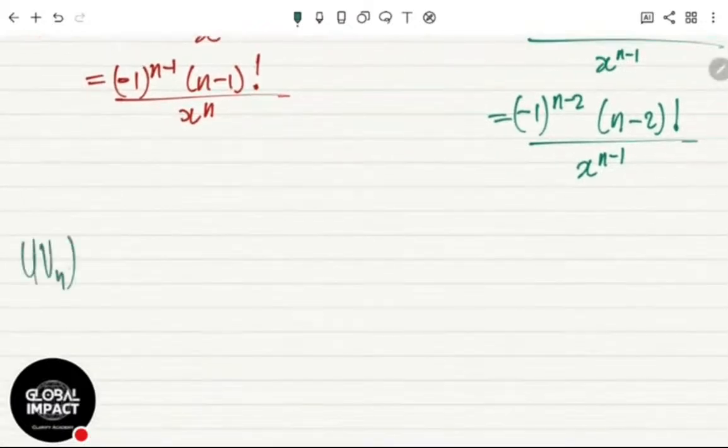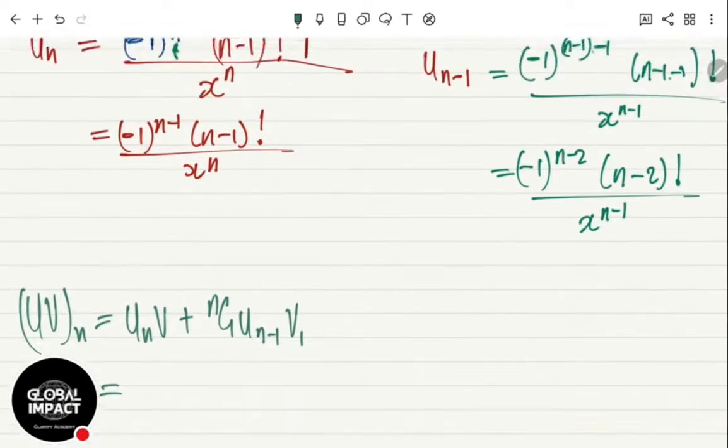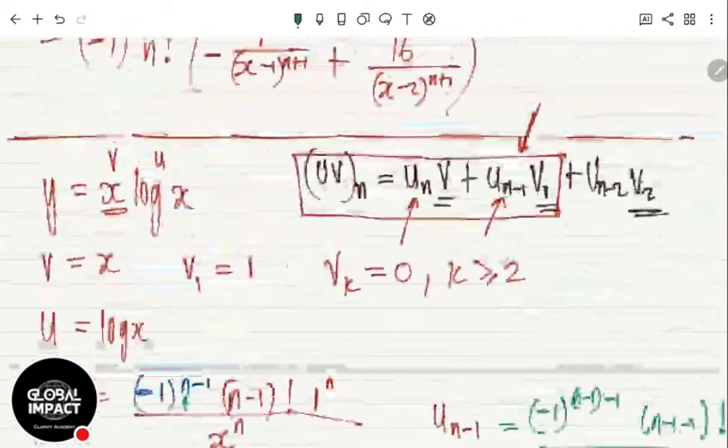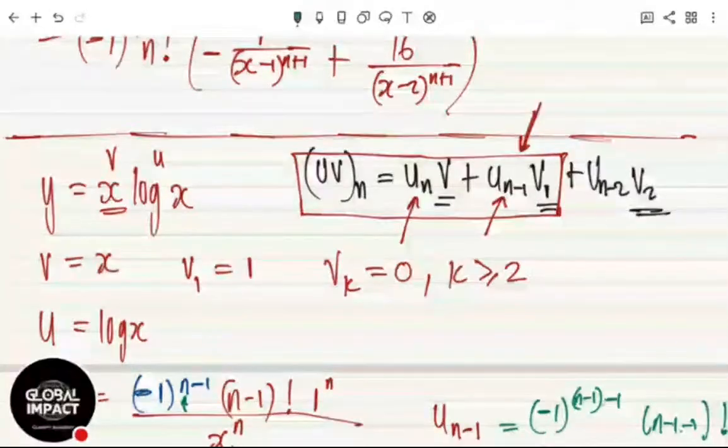uv, nth derivative, is equal to u_n v_0 plus n choose 1 u_{n-1} v_1, and so on. u_n is this times v_0, which is the original v, which is x. You're just multiplying by x. Then what are you going to have?